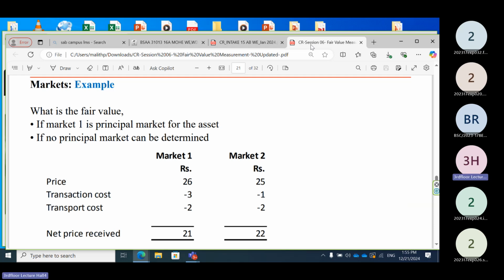Anyone, please calculate this. This is a question. Example. We have two questions here. What's the fair value? They wanted to calculate the fair value. If market 1 is the principal market for the asset, and if no principal market can be determined. Two scenarios, calculate the fair value. This is a question. The basic question. You can try this. First one and second one.